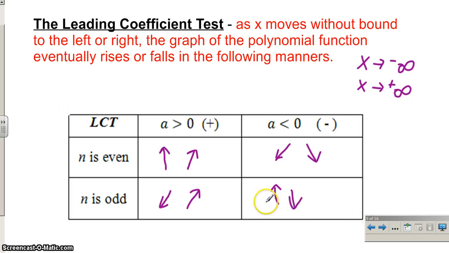So when I'm asking you to explain or tell me what you know from the leading coefficient test on an assessment of any sort, you can just even draw these arrows. You don't even need to explain any further in words. This tells me that you know what's going to actually happen with this graph.